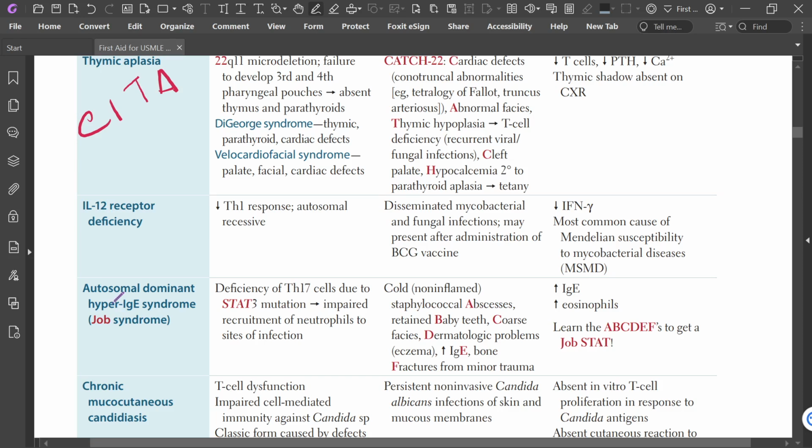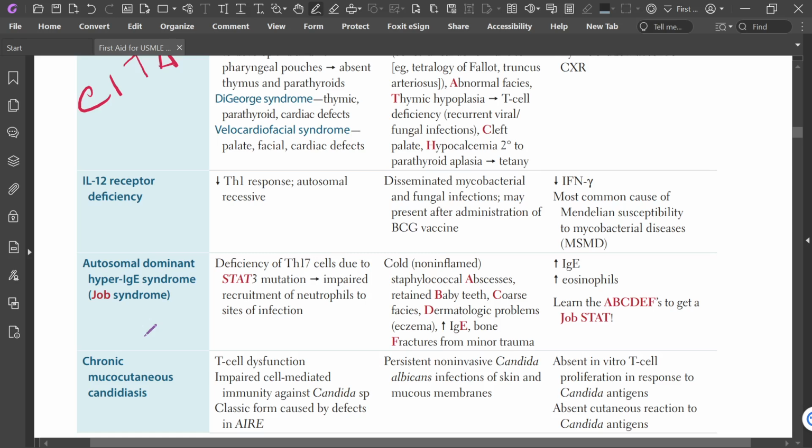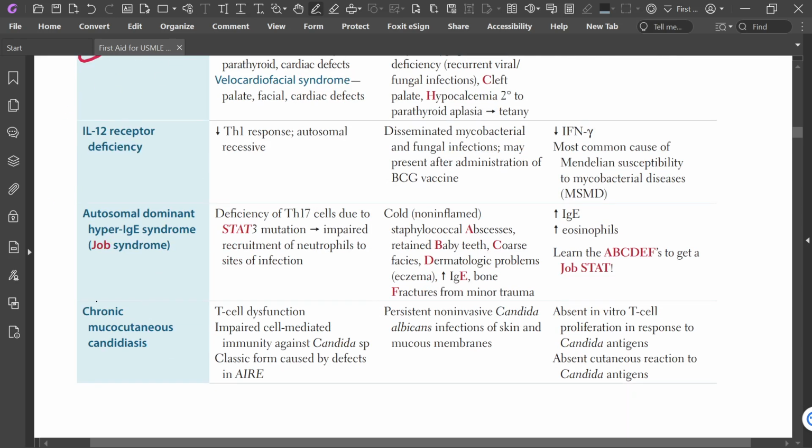aplasia, and autosomal dominant hyper IgE syndrome, or Job syndrome. In chronic mucocutaneous candidiasis, C for chronic, C for candida. So there is T cell dysfunction, impaired cell mediated immunity, and the classic form is caused by a defect in the AIRE gene.